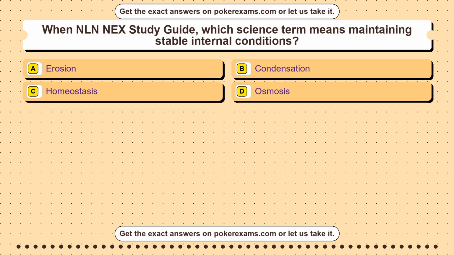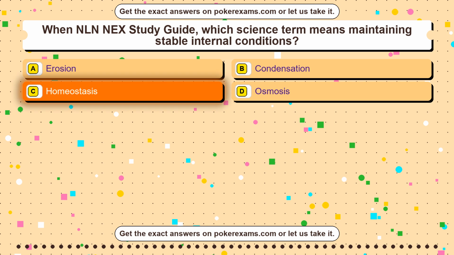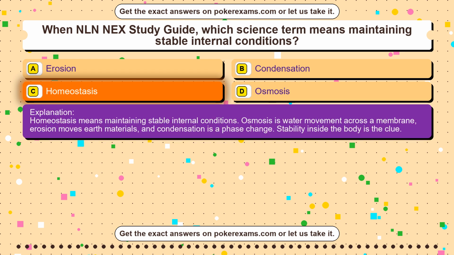Question 39. When NLN NEX Study Guide, which science term means maintaining stable internal conditions? Option A erosion. Option B condensation. Option C homeostasis. Option D osmosis. The correct answer is option C, homeostasis. Homeostasis means maintaining stable internal conditions. Osmosis is water movement across a membrane, erosion moves earth materials, and condensation is a phase change. Stability inside the body is the clue.